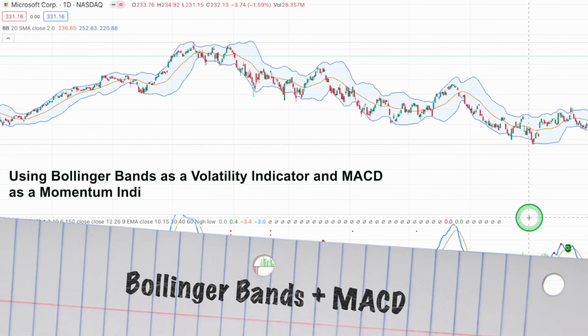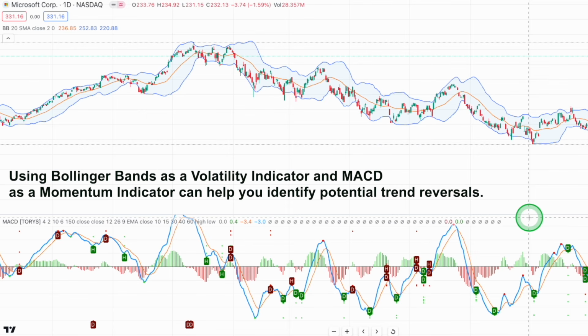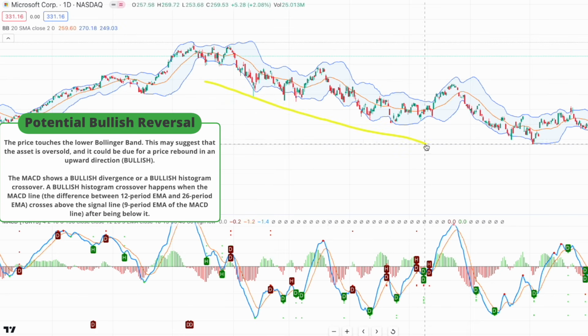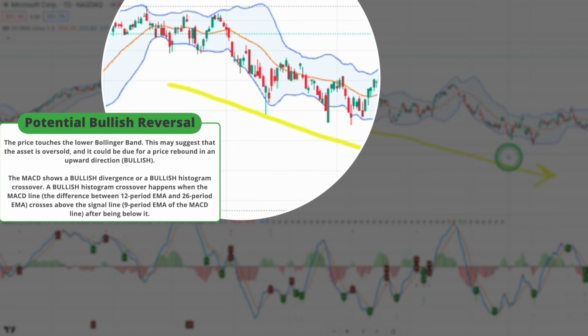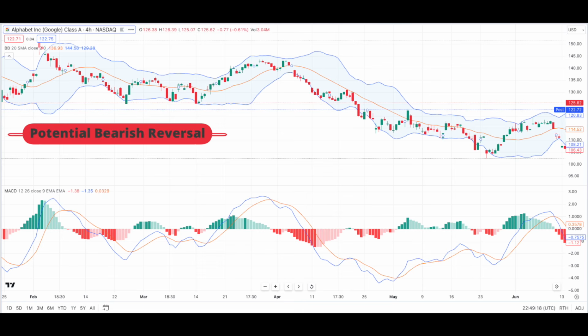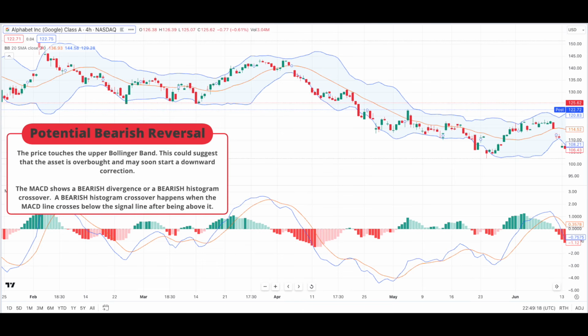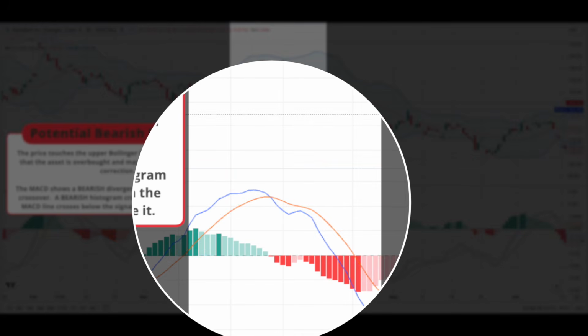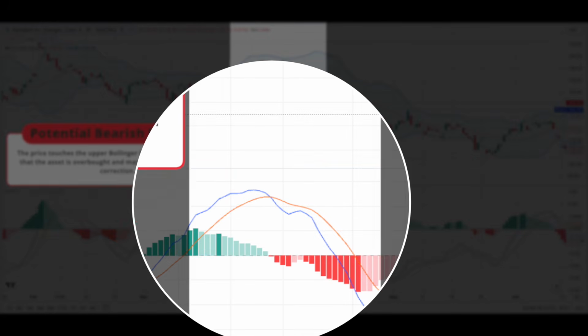Using the Bollinger Bands as a volatility indicator and the MACD as a momentum indicator, you can identify potential trend reversals. A good signal for a bullish trend reversal would be when the price touches the lower Bollinger Band. This could show that the asset is oversold, and it could be due for a price rebound in an upward direction. Also, when the MACD shows a bullish divergence, or when you see a bullish histogram crossover. And a good signal for a bearish trend reversal is when the price touches the upper Bollinger Band, and also when the MACD shows a bearish divergence or histogram crossover.